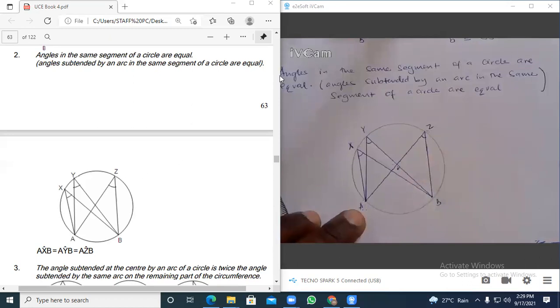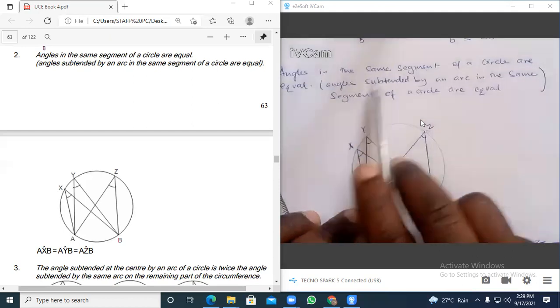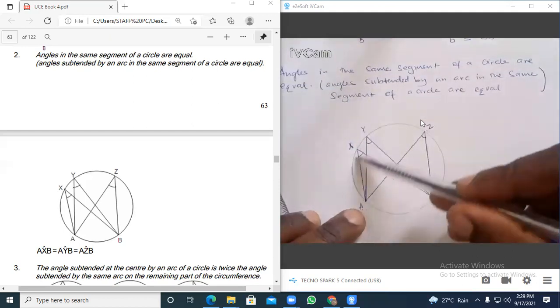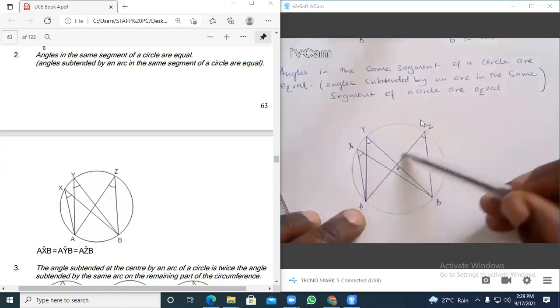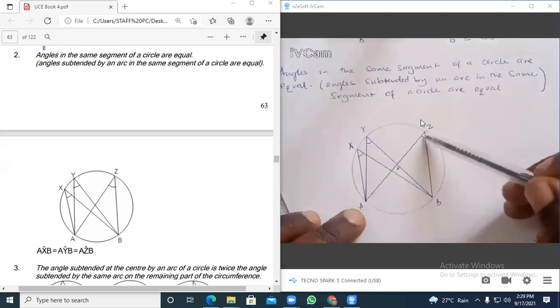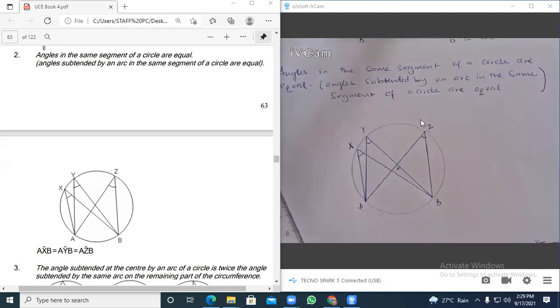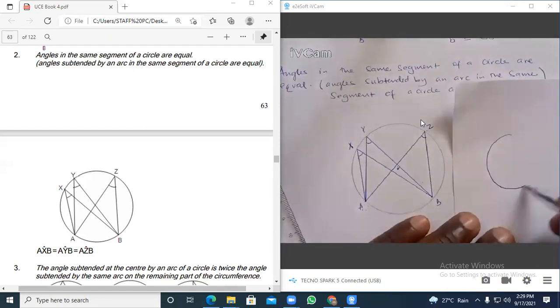So it means that we have angles in this segment. This is the segment. This one here is not a diameter, but it is a segment. Any question?